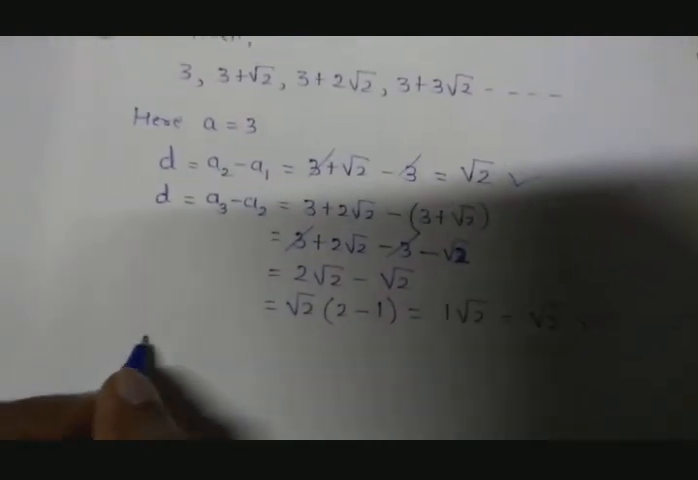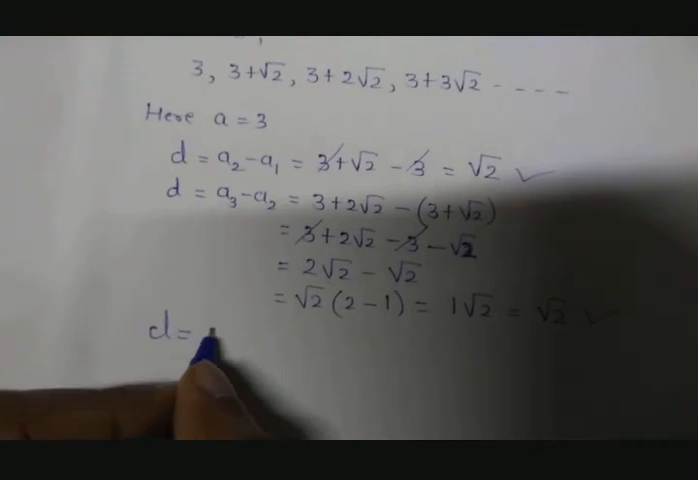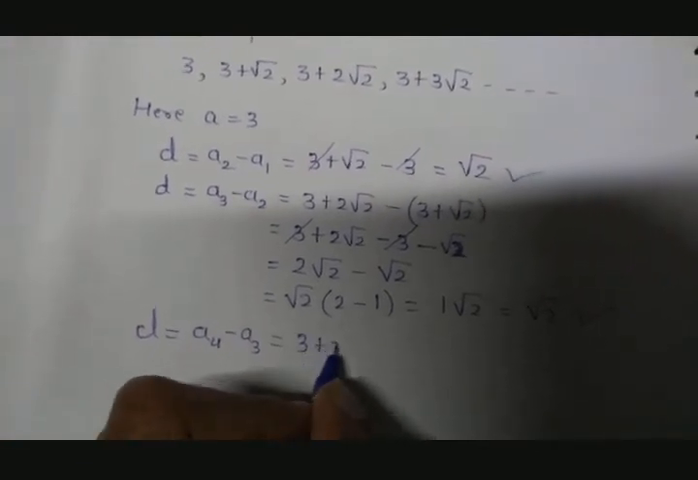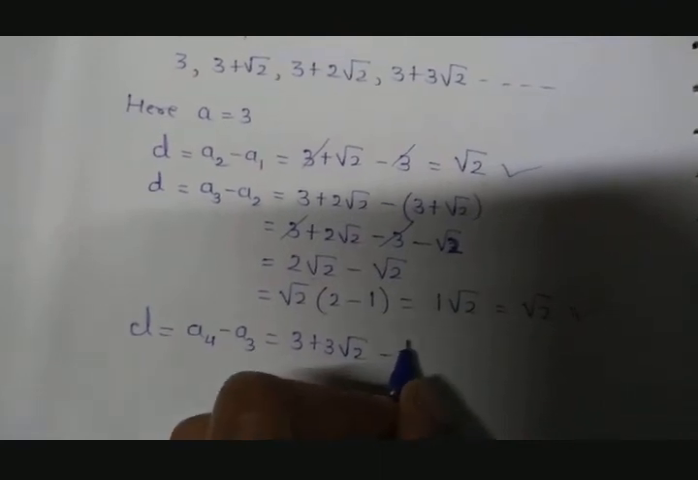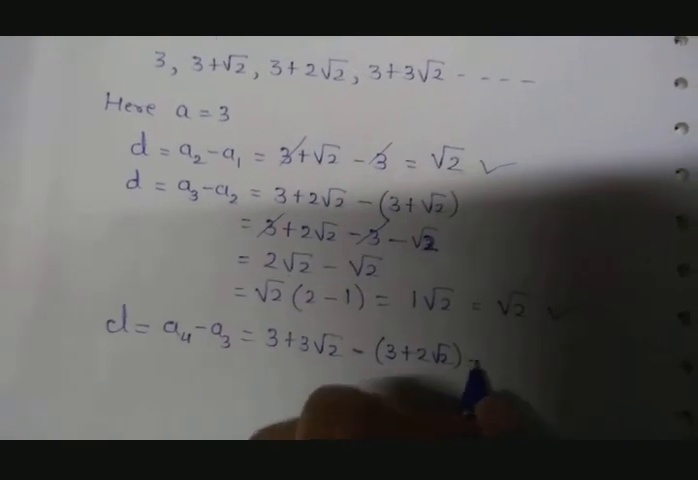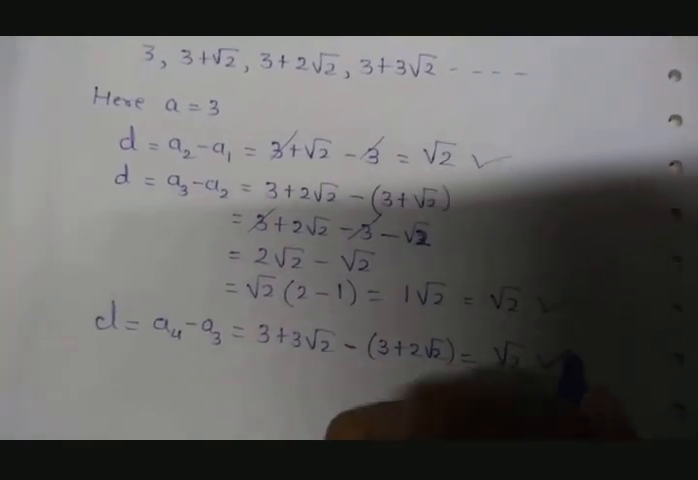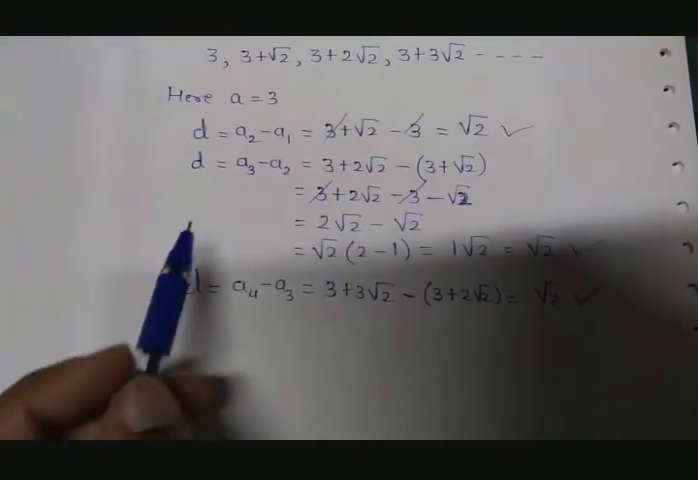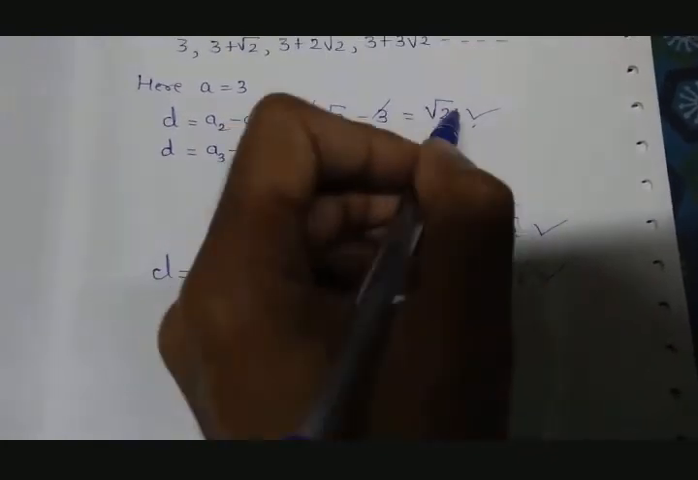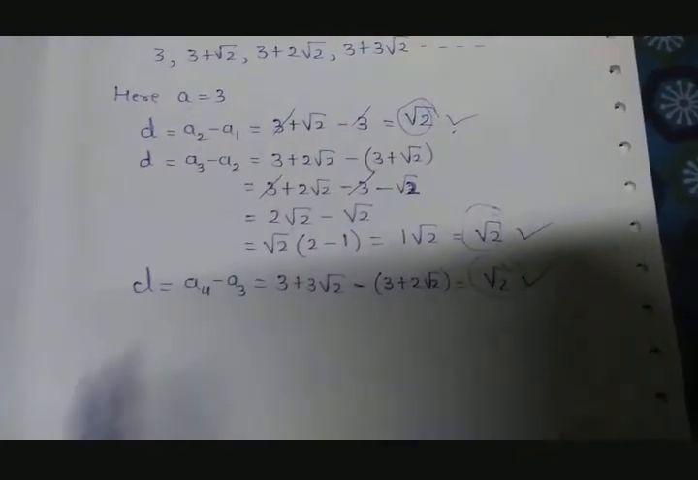You can even check the last two terms, that is a4 minus a3. So 3 plus 3 root 2 minus (3 plus 2 root 2). Again you will get root 2 as the value. So hence we conclude that we have a first term a equals 3, and a common difference of root 2 in every case.